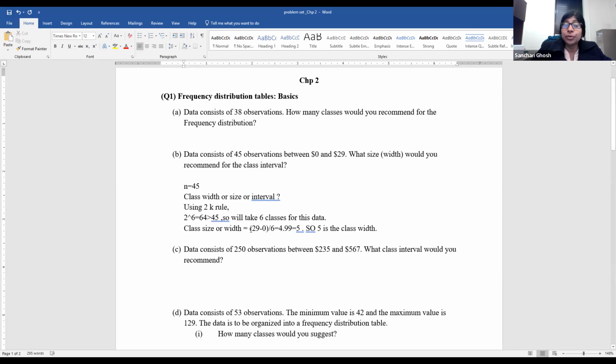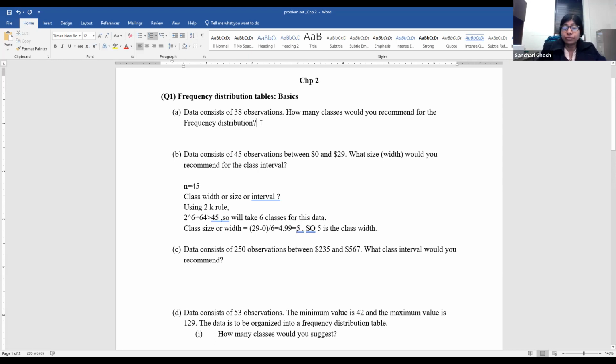The class size or width is the upper level of the class distribution minus the lower level of the class distribution, divided by the number of classes. That's 4.99. I will easily round it up to 5. You can put 10, but I think 5 is okay for the class.